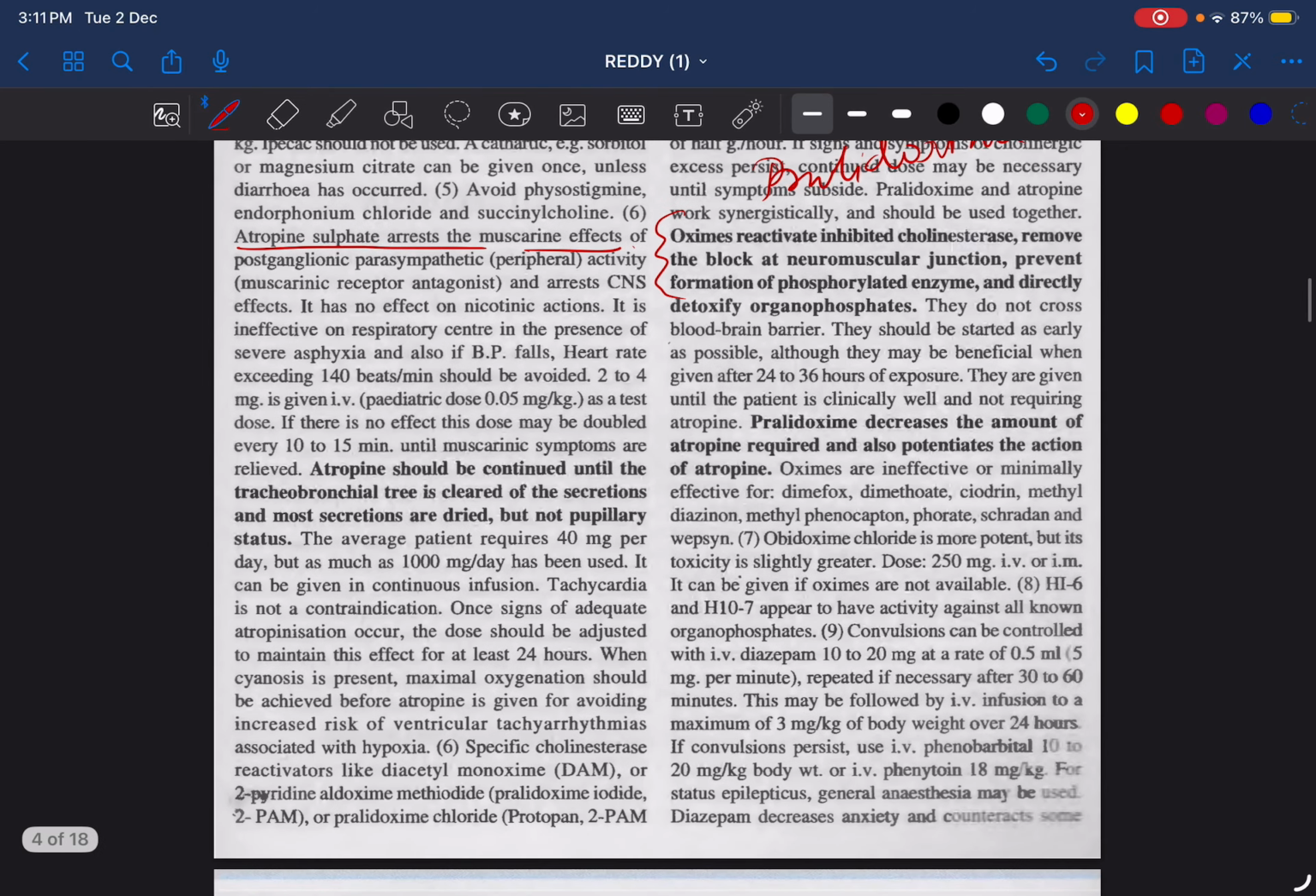So what do you mean by the end point of atropinization? That means until what time do I have to continue my atropine dose? Remember, until the tracheobronchial tree is completely cleared of all secretions. Earlier we used to give atropine based on pupillary status. In OPC poisoning there is miosis, and when the pupil size became normal, we would stop giving atropine. But currently the guidelines say we should give atropine based on the respiratory secretions and the secretions in the tracheobronchial tree, and not based on the pupillary action.